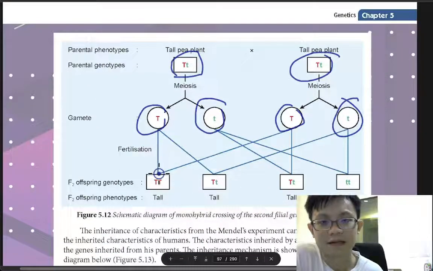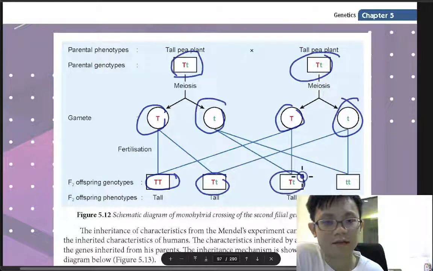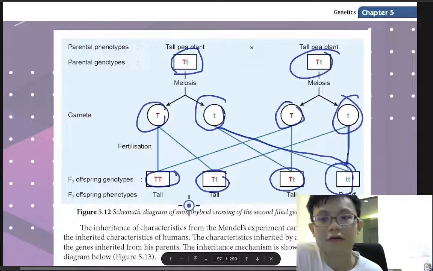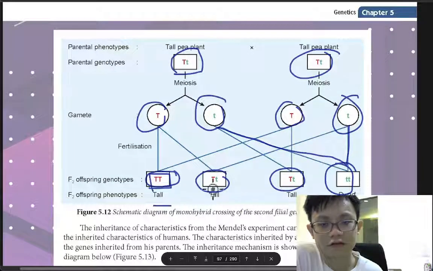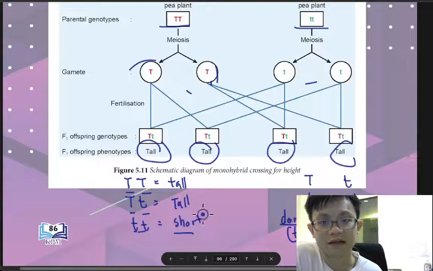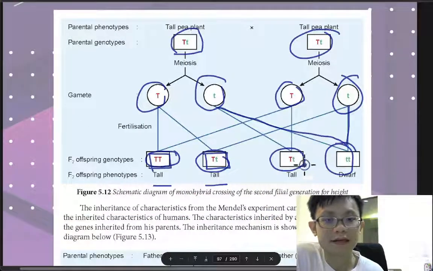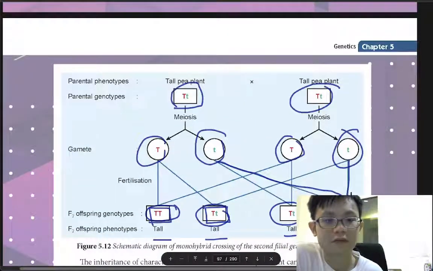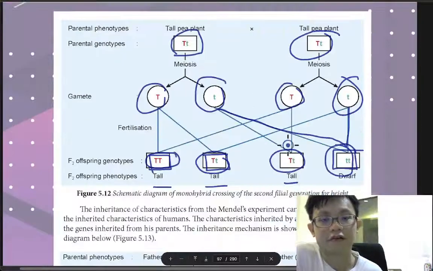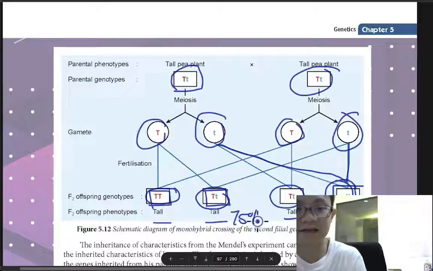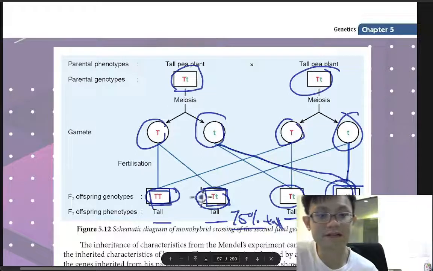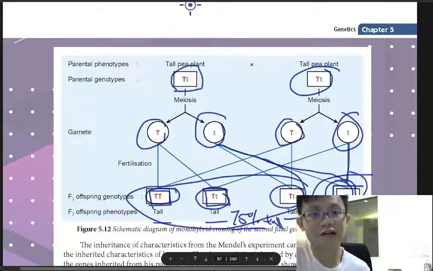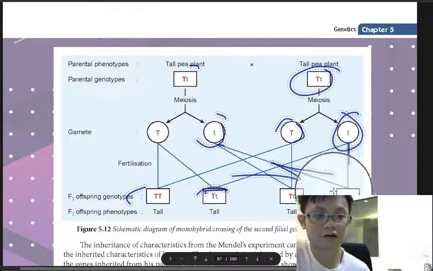In mathematics, I multiply it out: big T times big T gives TT, big T times small t gives Tt, then Tt again, and small t times small t gives tt. So TT is tall, Tt is tall because we already learned this, Tt is tall, and tt is short. So I will get 75% tall and 25% short.